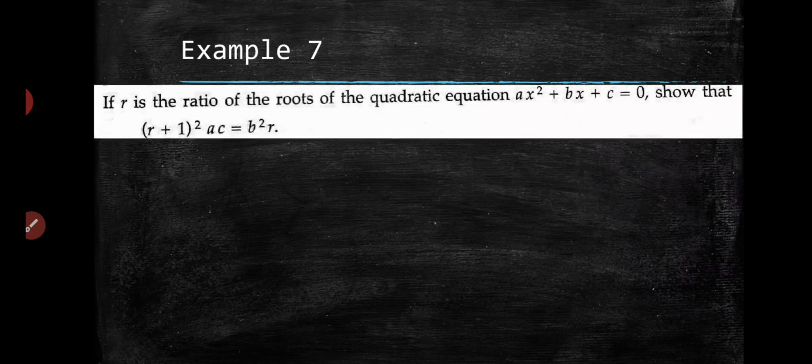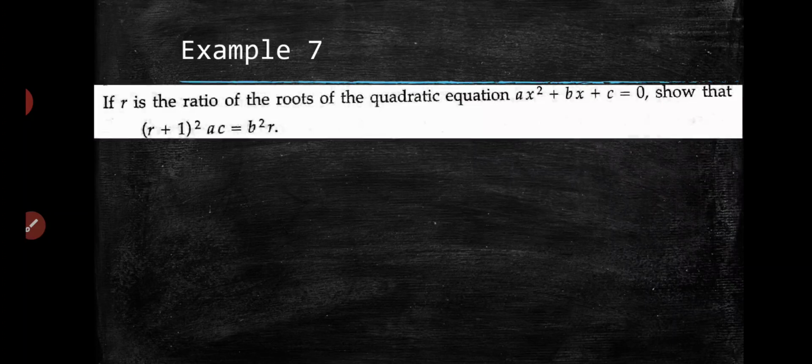If r is the ratio of the roots of the quadratic equation ax² + bx + c = 0, show that (r + 1)² ac = b² r. Now r is the ratio of the roots. Ratio of the roots means, if one root is alpha, then the second root can be considered as alpha by r or alpha into r.